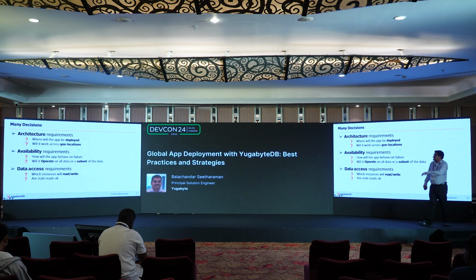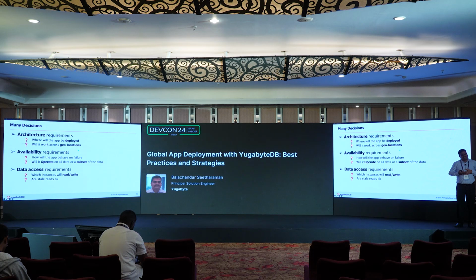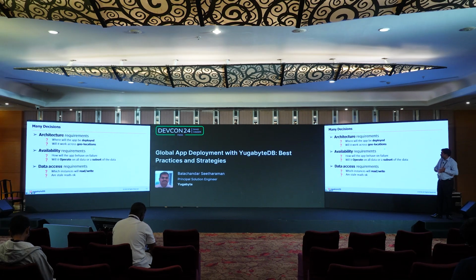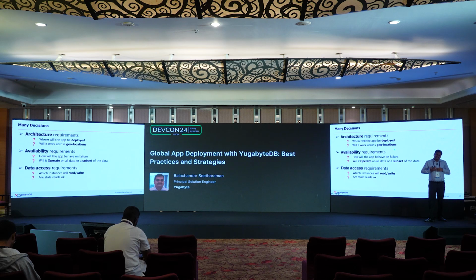I will spend some time here to explain the architecture requirement, because it is about where the app is going to be deployed. You may be thinking of concentrating on three geographies, maybe Europe, US and India. If the app is going to be deployed in India, definitely you may incur more latency when your customers are spread across the US and Europe, right? Will it work across geolocations? It will work perfectly, but the challenge is that latency is the penalty, right?